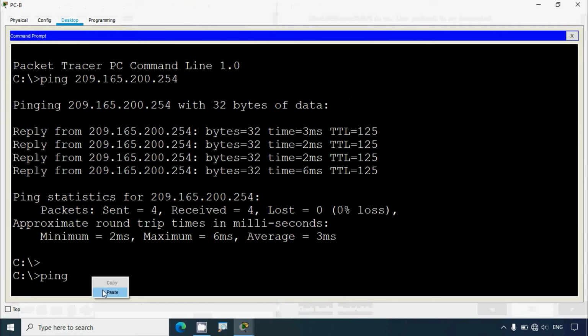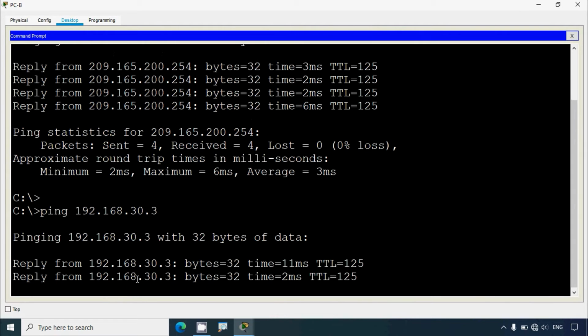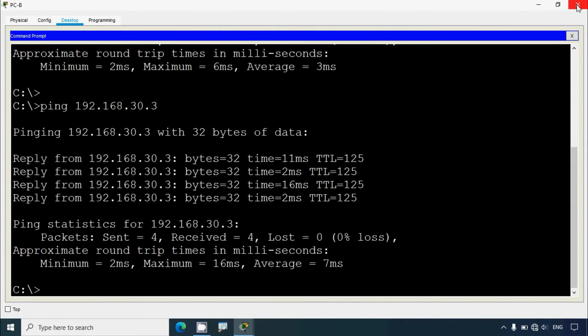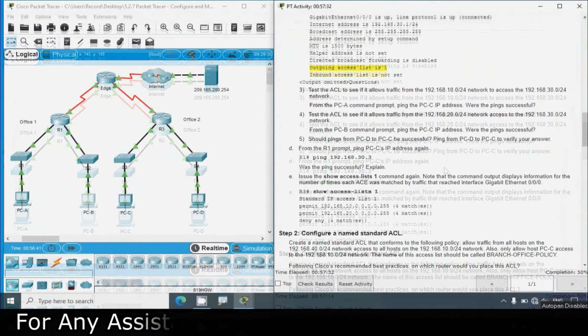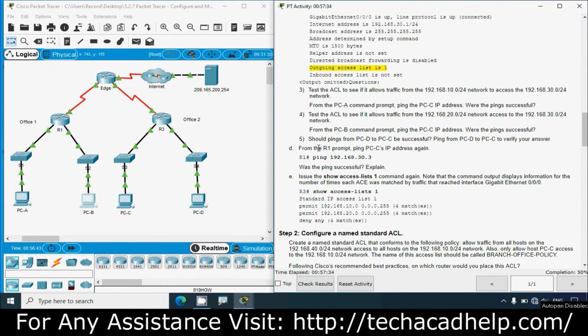We will ping to pc-c. And here we get the replies. That means it is pinging. Should pings from pc-d to pc-c be successful? Ping from pc-d to pc-c to verify your answer.